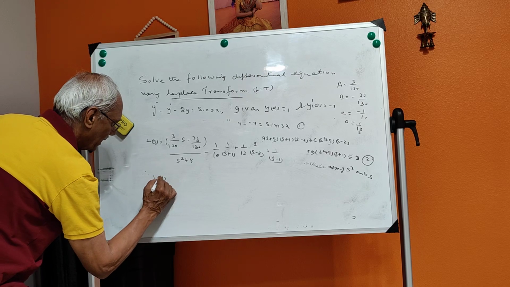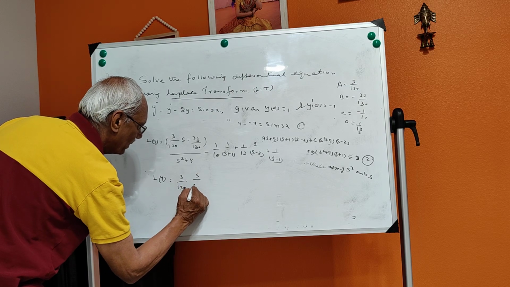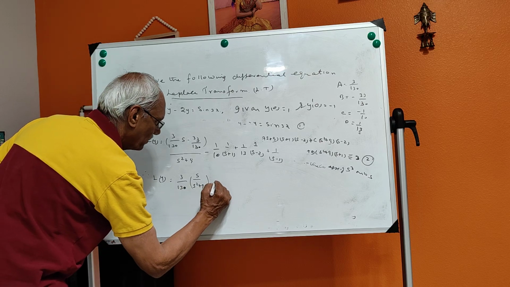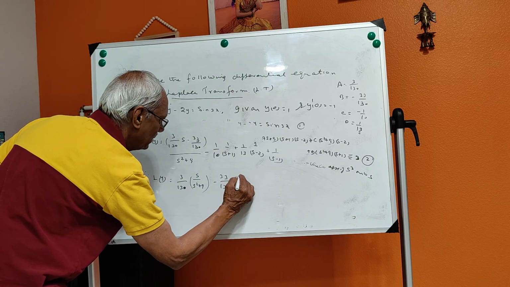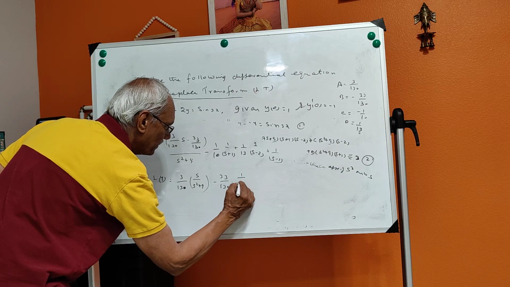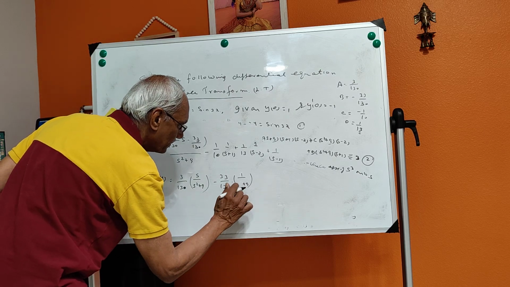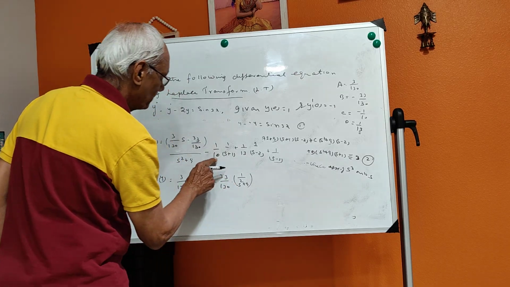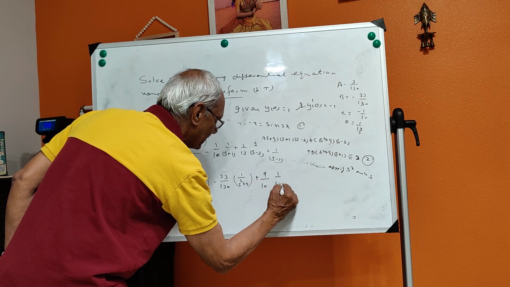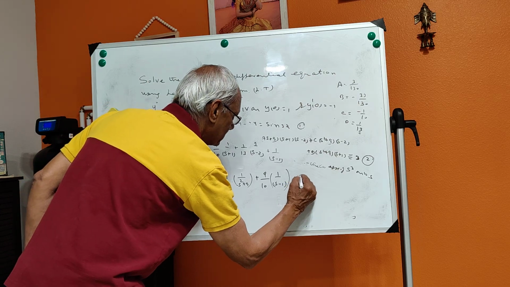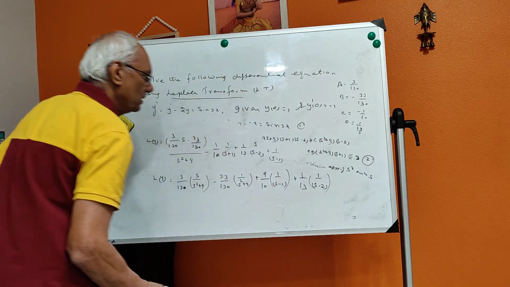So therefore L of y is equal to 3 by 130 of s by s squared plus 9, minus 33 by 130 into 1 by s squared plus 9, then this is minus 1 by 10, this is plus 1, therefore it is plus 9 by 10 divided by s minus 1, plus 1 by 30 of 1 by s minus 2. So this is what we get.